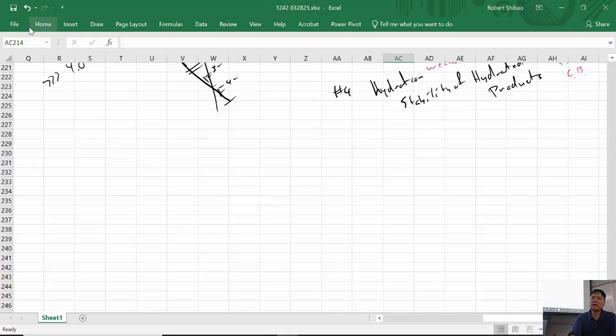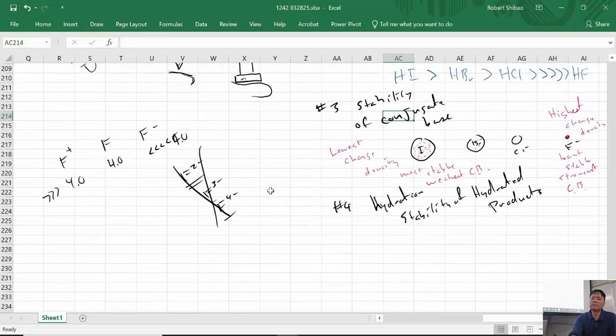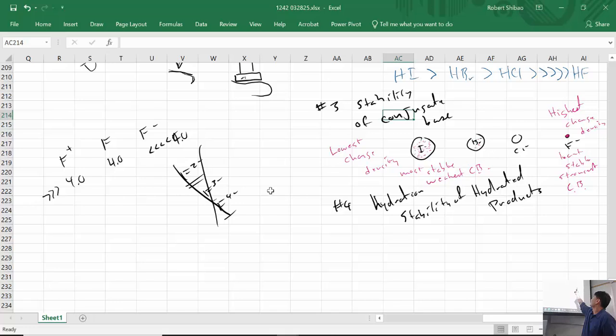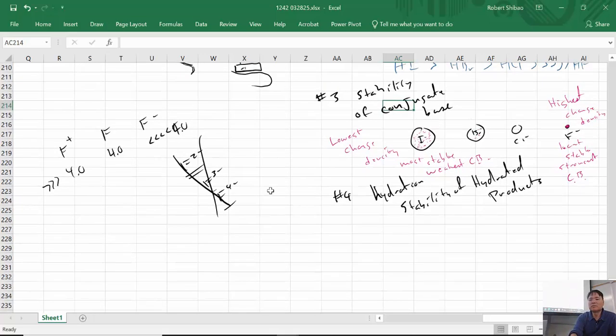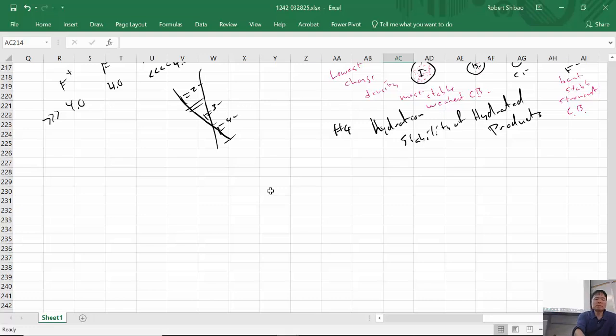However, it still doesn't quite explain HF. Fluoride is not a million times less stable than the others. You know, it's just a little smaller than chloride. It's not a million times smaller, is it? No. It's not a million times smaller. So that brings us to number 4. Number 4 is going to explain why. Hydration, in other words, the stability of the hydrated products.